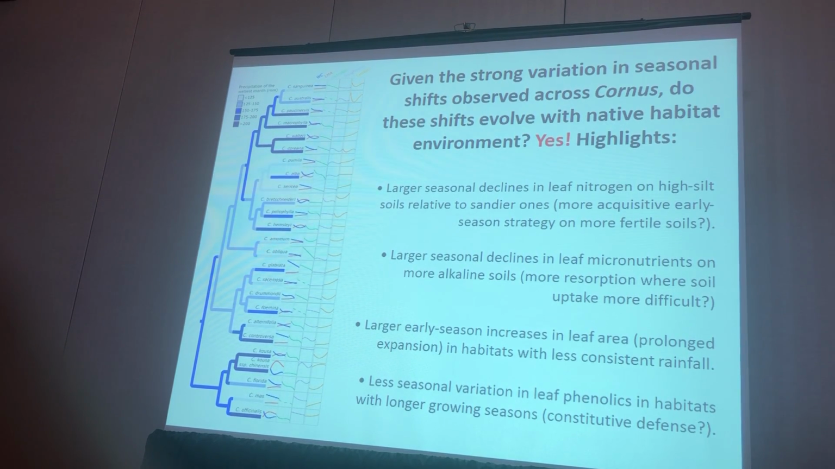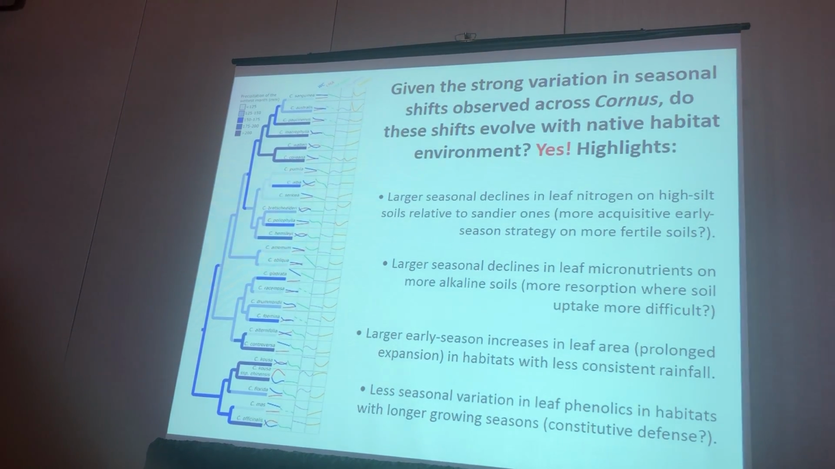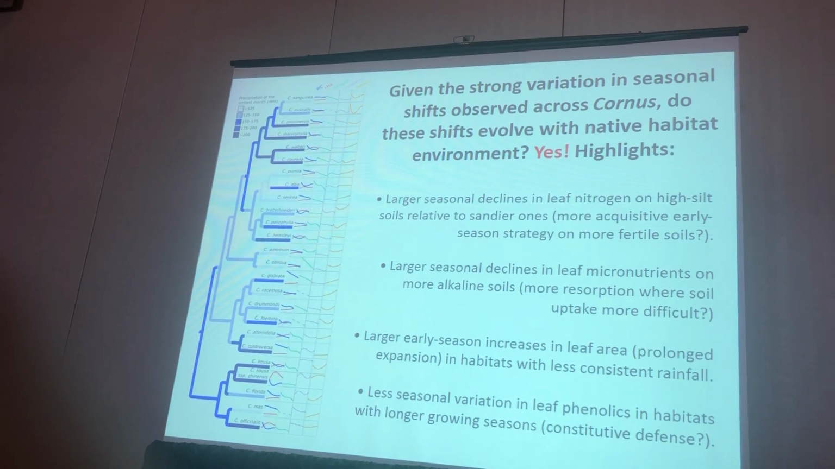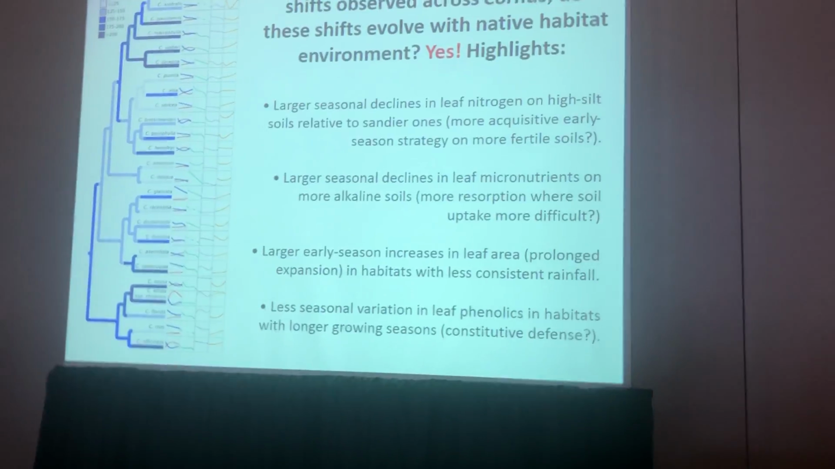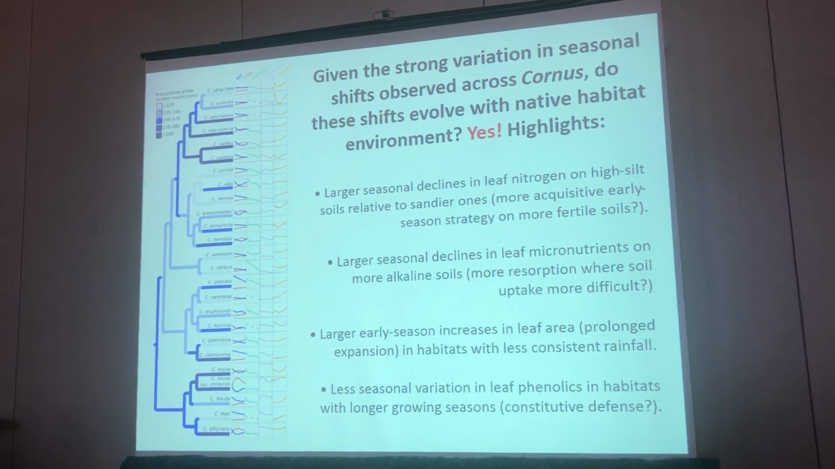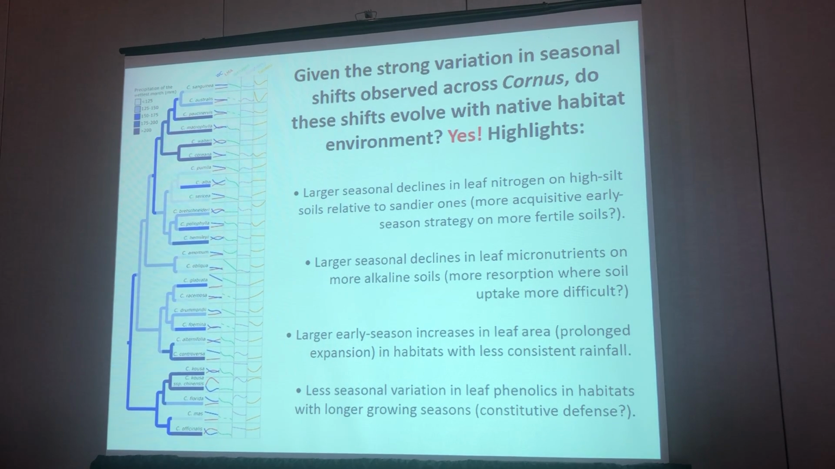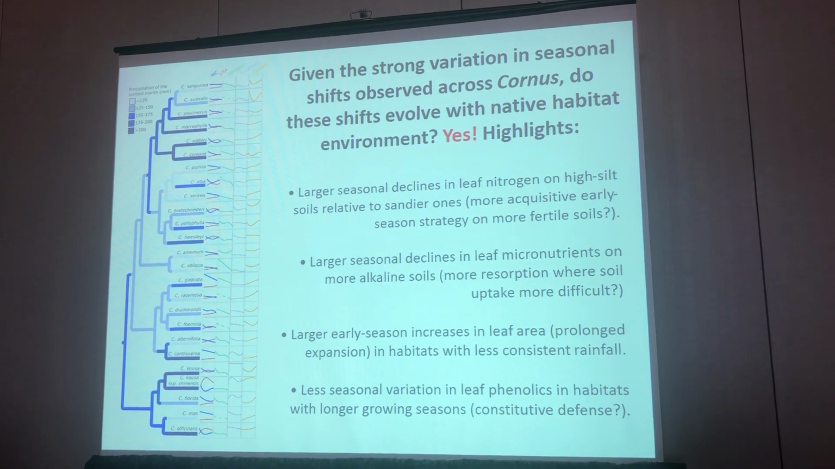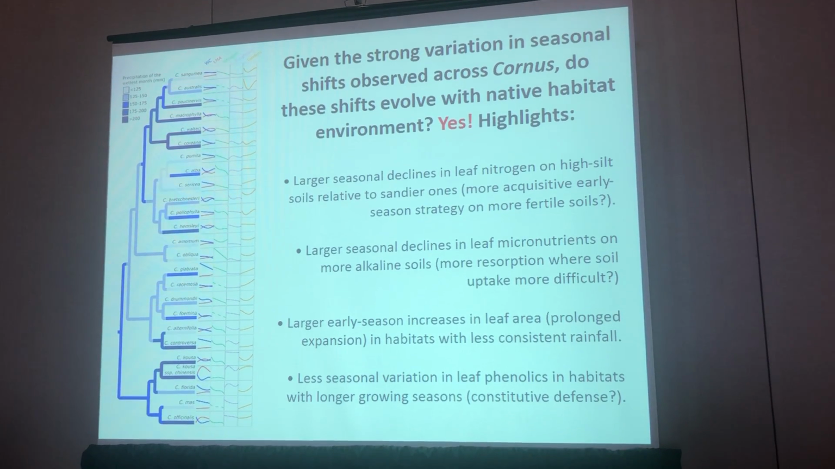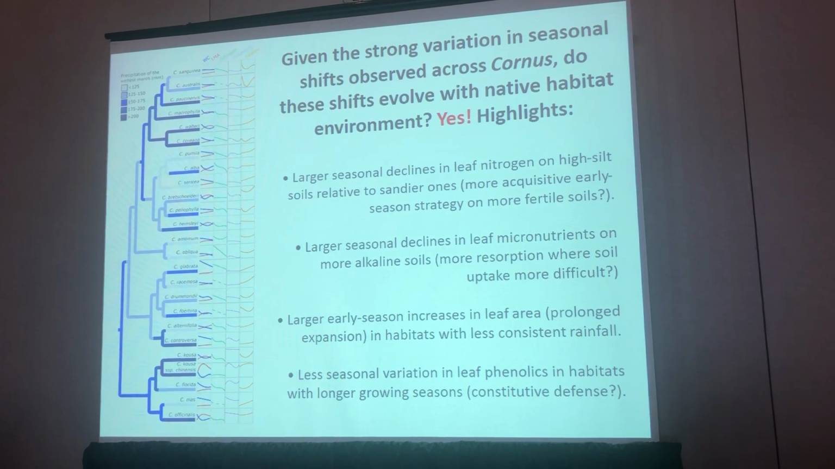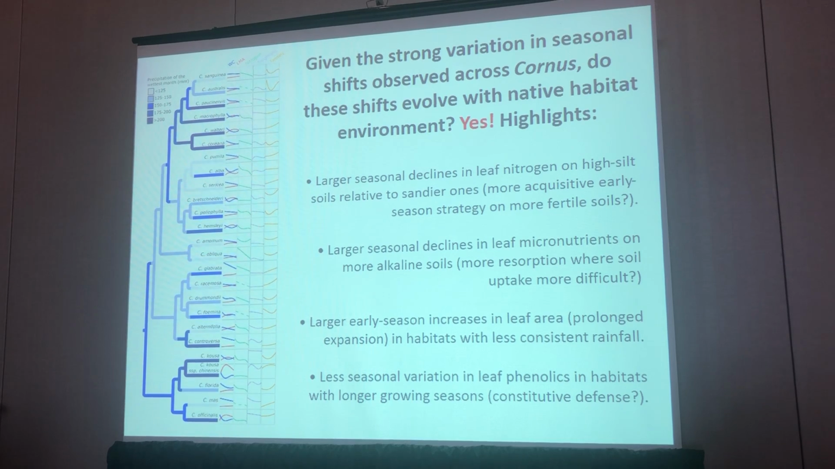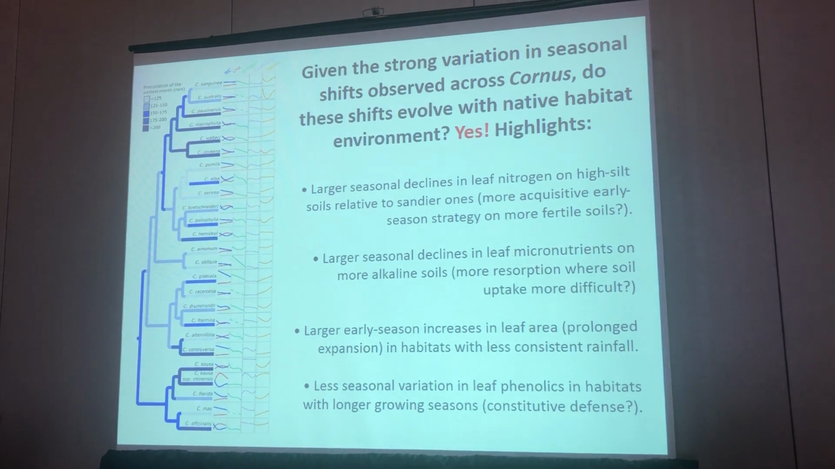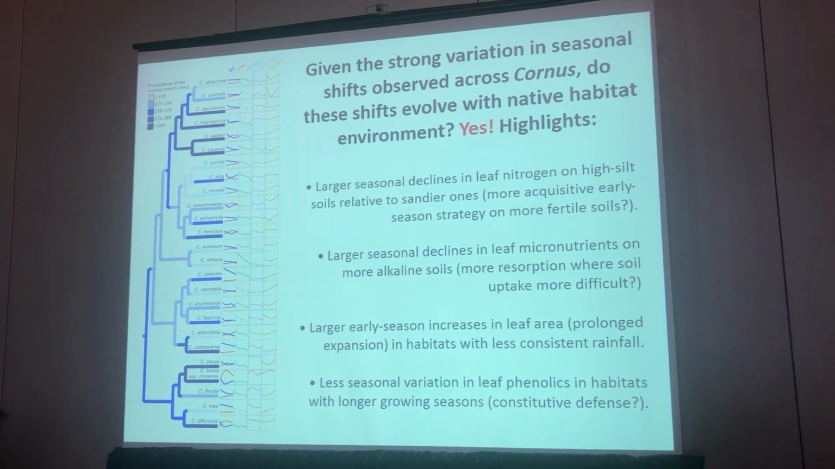So one last thing, which is what about environment with this? Given that we have these strong seasonal shifts in cornice, do these evolve within a habitat environment? Yes, there's a lot, but just some highlights of this. We find larger seasonal declines in leaf nitrogen on high silt soils relative to sandier soils. So that might be related to a more acquisitive strategy on more fertile soils. We find larger seasonal declines in leaf micronutrients on more alkaline soils. So that might be more resorption of these micronutrients where uptake is more difficult in these alkaline soils, less bioavailable.